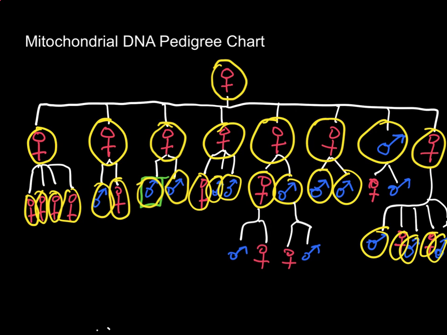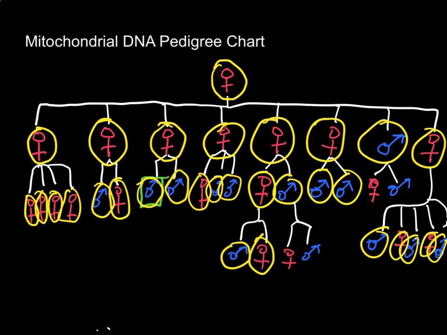So if we look up here, since my cousin Jamie is a female, she will also pass on the mitochondrial DNA to both of her children. However, my cousin Jason is a male, so I do not share the mitochondrial DNA with his children because they would have inherited the DNA from their mother.